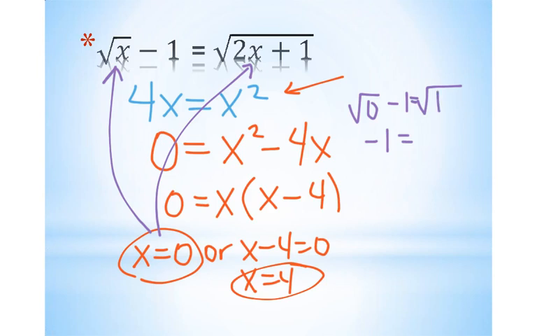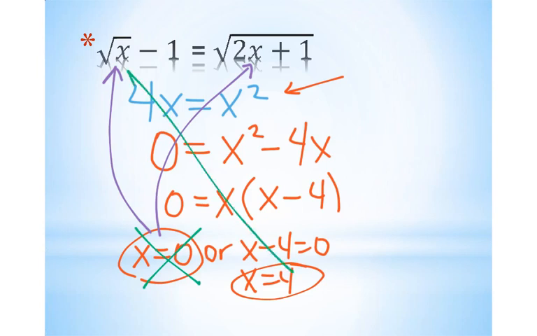So I've got square root of 1 over here. The square root of 1 is just 1. It's not negative 1. We're just talking about the principal square root. So that actually becomes an extraneous solution. So that is not our solution. Now we have to check 4. Does 4 work? So I'm going to try that in both positions.